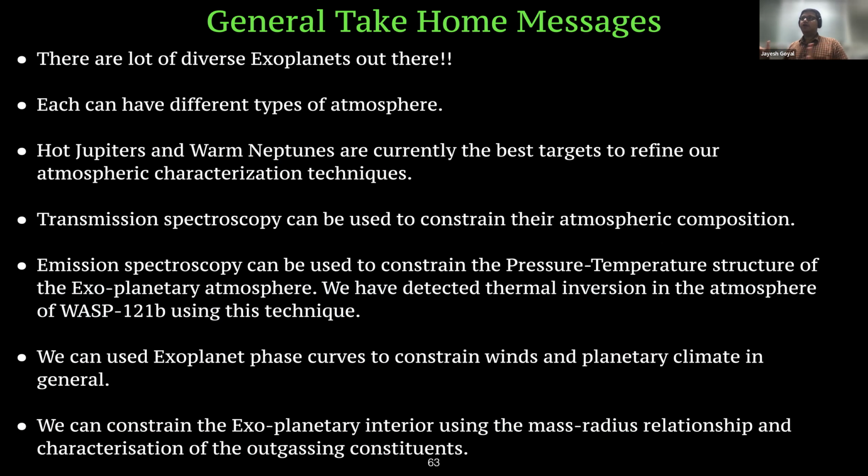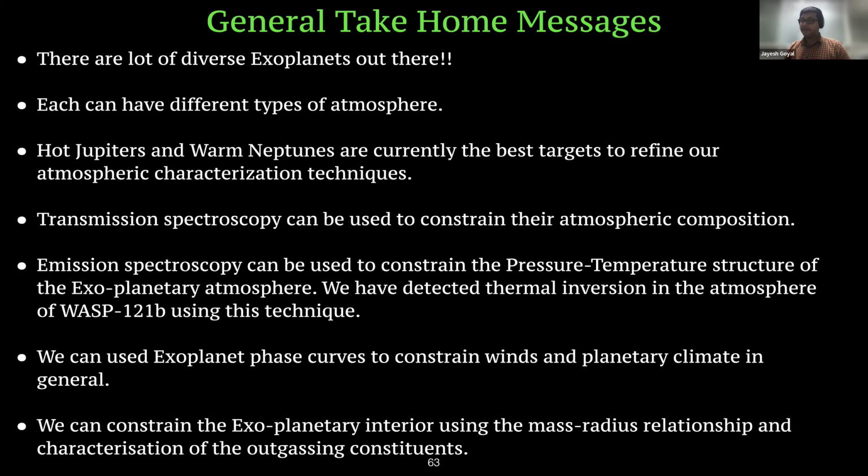Okay. So there are a lot of diverse exoplanets out there. Each can have different types of atmosphere. Hot Jupiters and warm Neptunes are currently the best targets, but soon we'll move towards smaller and smaller planets. Transmission spectroscopy can be used to constrain atmospheric composition. Transmission spectroscopy is very strong for atmospheric composition. Emission spectroscopy can be used to constrain pressure, temperature, structure. We have already done that for one of the planets, WASP-29b.